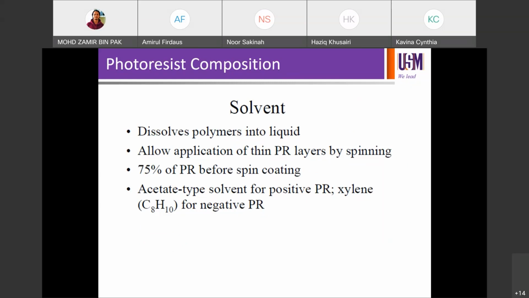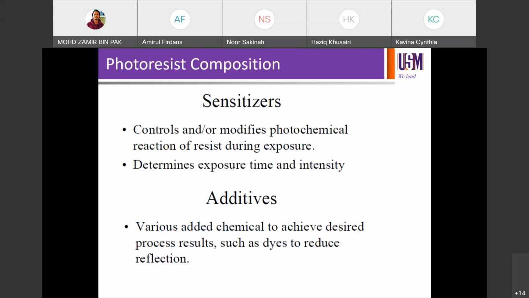75% of photoresist before spin coating is solvent, this is the composition, and these are the solvent types that are used. Acetate type for positive resist, and xylene for negative resist. Xylene is C8H10. Sensitizers control and modify the photochemical reaction during exposure, determining exposure time and intensity.